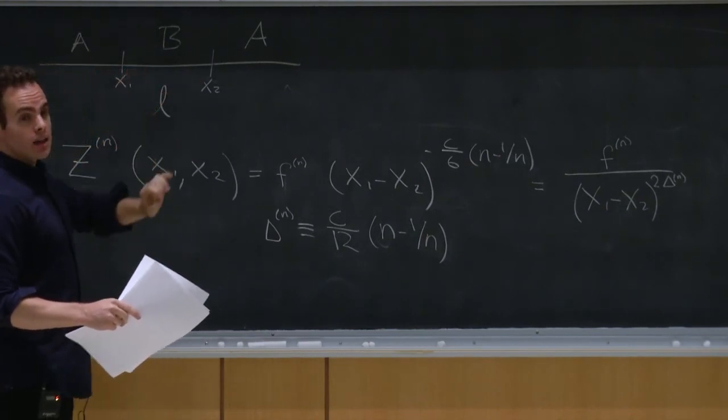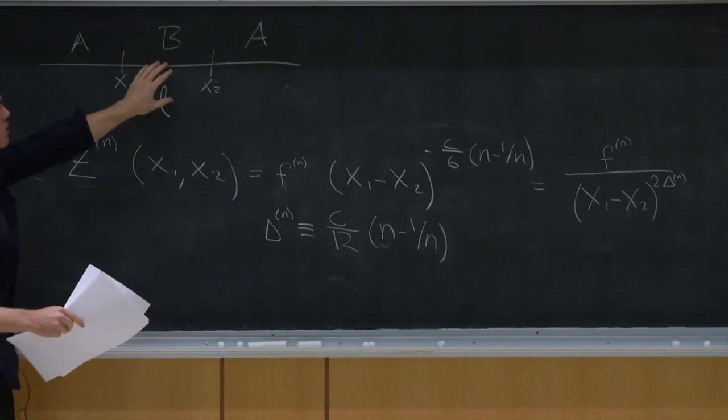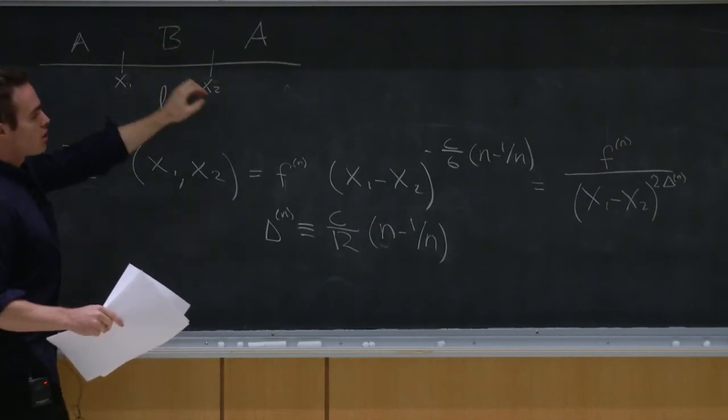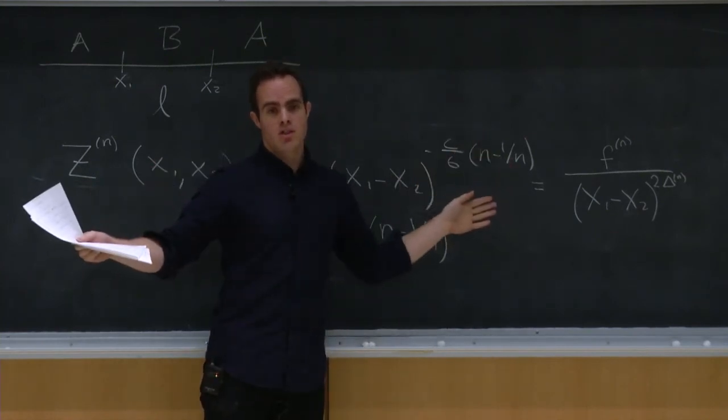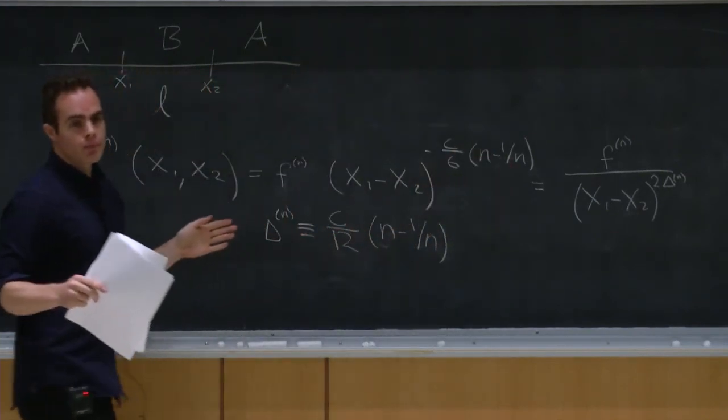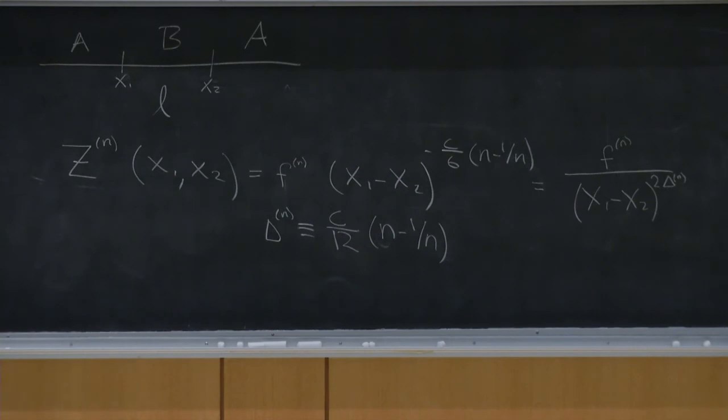And now, unlike the gap case, as I take this region to be very large, this decays all the way to 0, meaning that the entanglement is actually diverging. So sometimes you'll hear people call this the logarithmic divergence in entanglement.